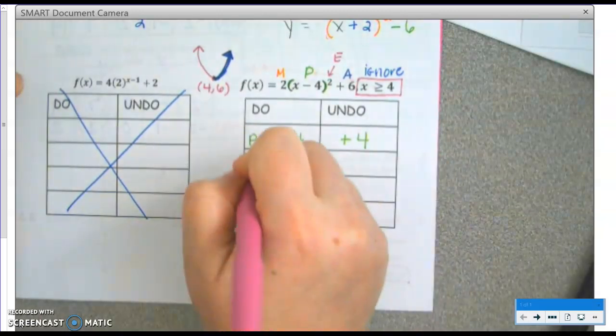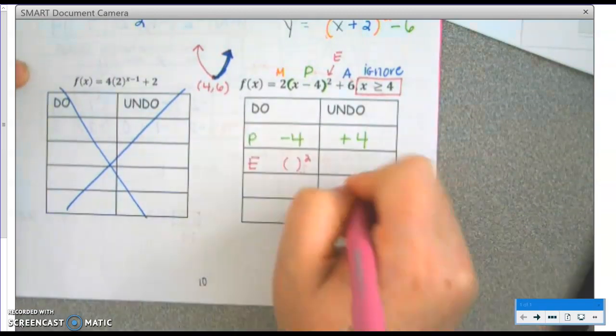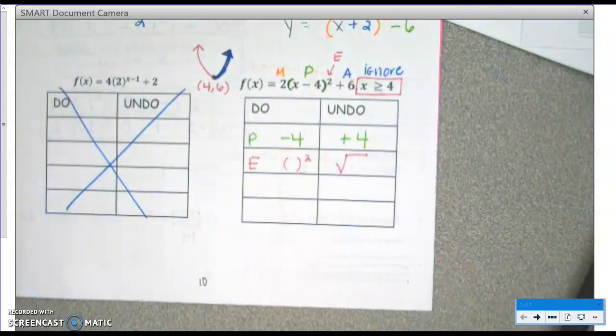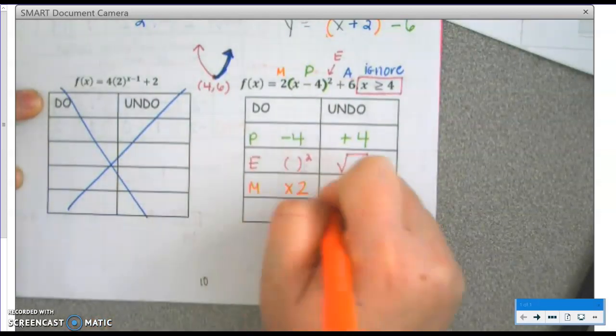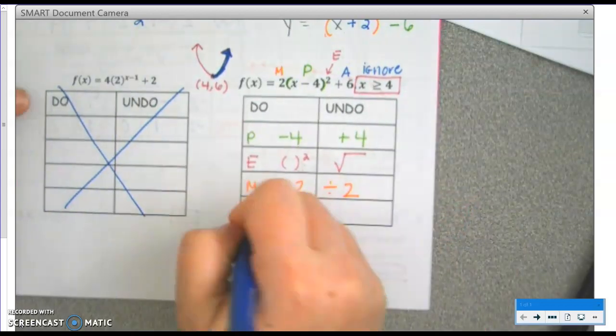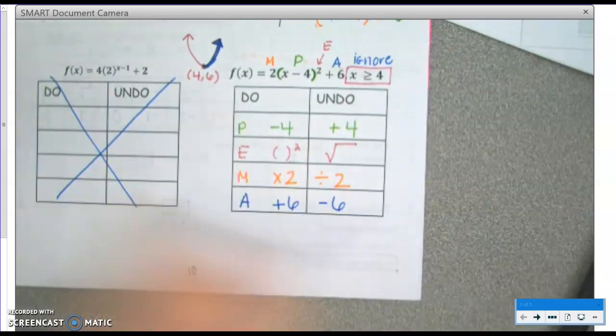My exponent is squared, so the opposite is square root. If my exponent was cubed, the opposite would be cubed root. If the exponent was 5, then you would need to take the 5th root. All right, then multiplication times 2, the opposite is divide 2. And last, any addition or subtraction. The opposite is minus 6.